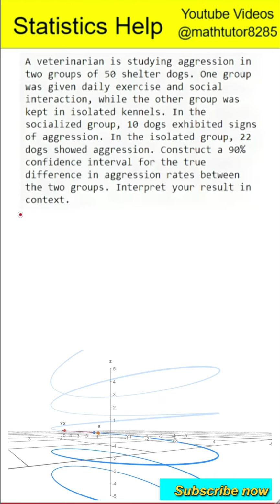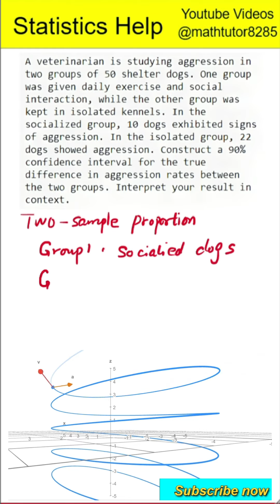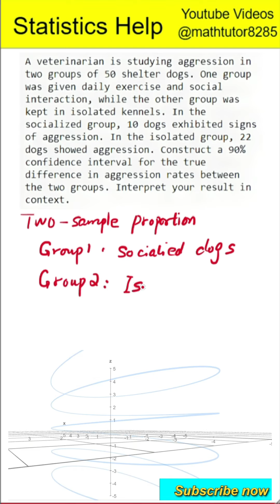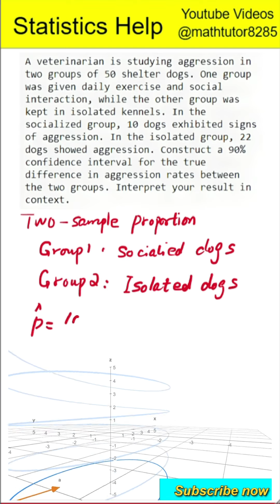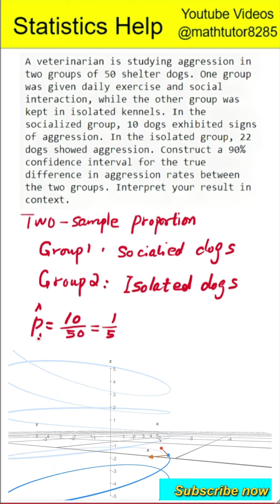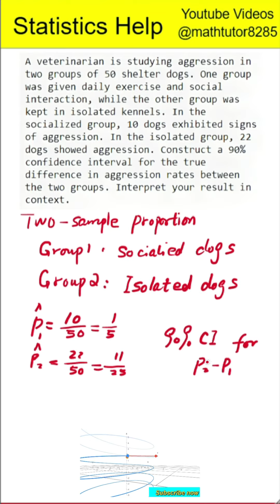First step is to recognize the problem type and identify values. This is a two-proportion confidence interval problem. The goal is to estimate the difference in aggression rates between two independent groups of dogs. Let p1 hat represent the observed aggression rate in the socialized group. This is 10 divided by 50, which simplifies to 1/5. Let p2 hat represent the aggression rate in the isolated group. This is 22 divided by 50, which simplifies to 11/25. We want to estimate the difference between p2 and p1, the true aggression proportions, using a confidence interval.